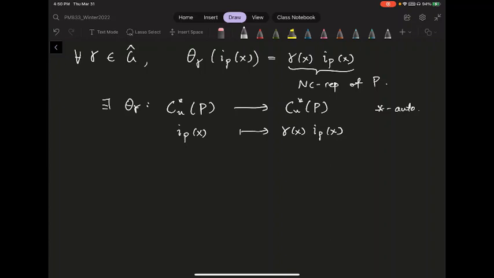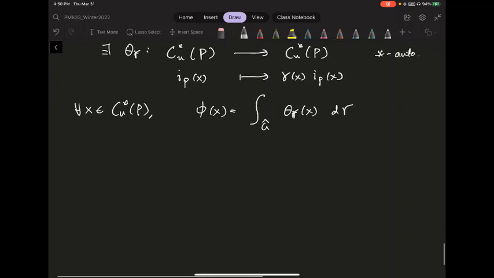So now when we have this kind of automorphism, I can do an integral over this G hat. For every x inside my full C-star algebra, I can define phi of x to be the integral of my twist, theta gamma of x d gamma. Let's just normalize this d gamma to be a probability measure on G hat. G hat is compact. All right, so this is the phi of x. This map will map from the C-star u of P to the C-star u of P.